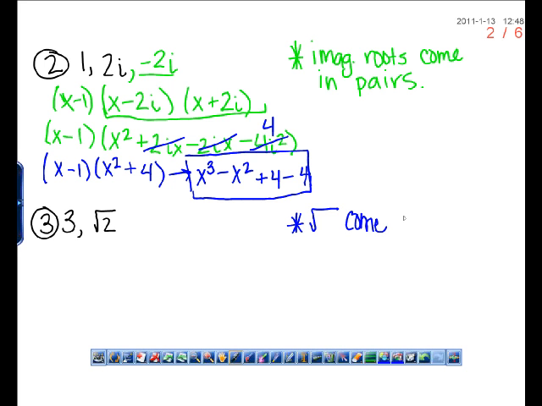So would it be square root of 2, or would it just be minus square root? Right, because we think about plus or minus the square root of 2. So we've got plus the square root of 2, and now we're going to add in minus the square root of 2. Okay? So let's turn these into factors. What would be my first factor? X minus 3, good. What's my next factor? Good.